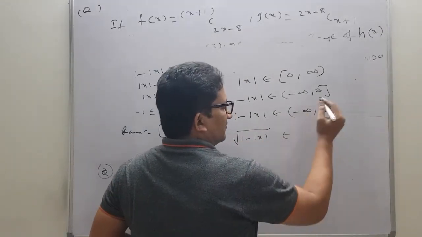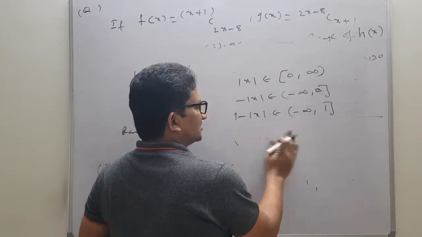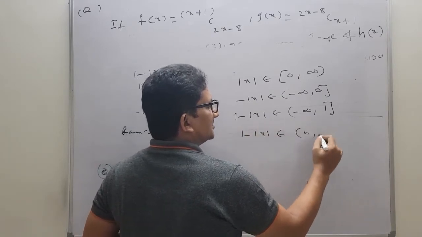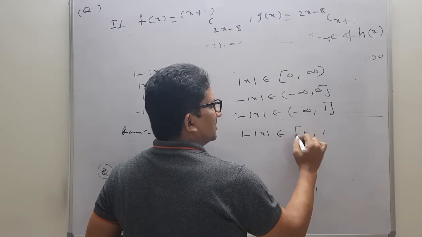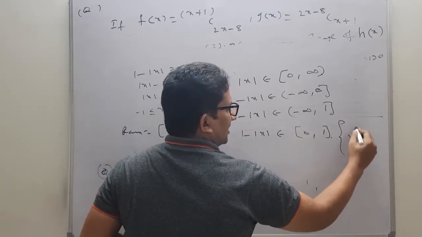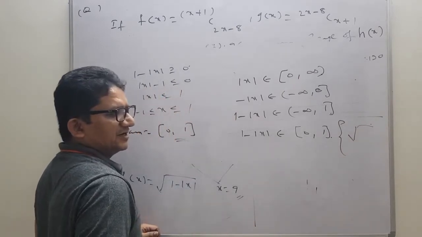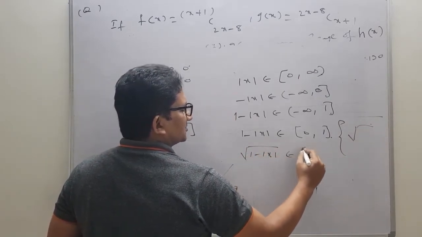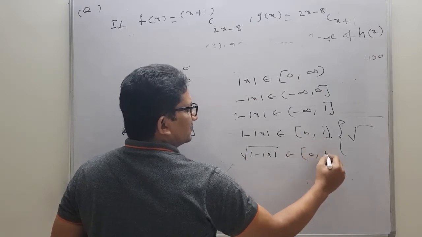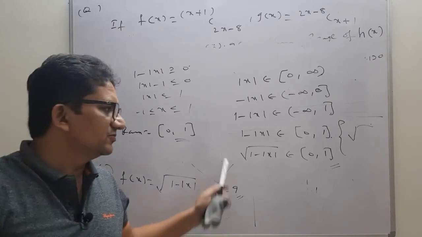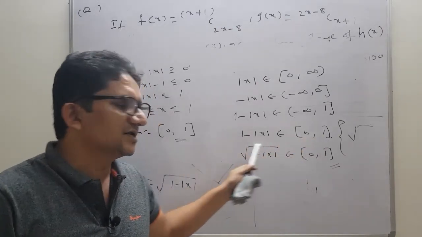So that means, while writing this, one more adjustment. This 1 minus mod x belongs to, we'll adjust it as 0 to 1, 0 can be included. This adjustment we are doing because we are keeping the root in mind. So now square root of 1 minus mod x belongs to root 0 is 0 and root 1 is 1, like this also. I hope Abhinandan you missed this particular logic, correct or not?